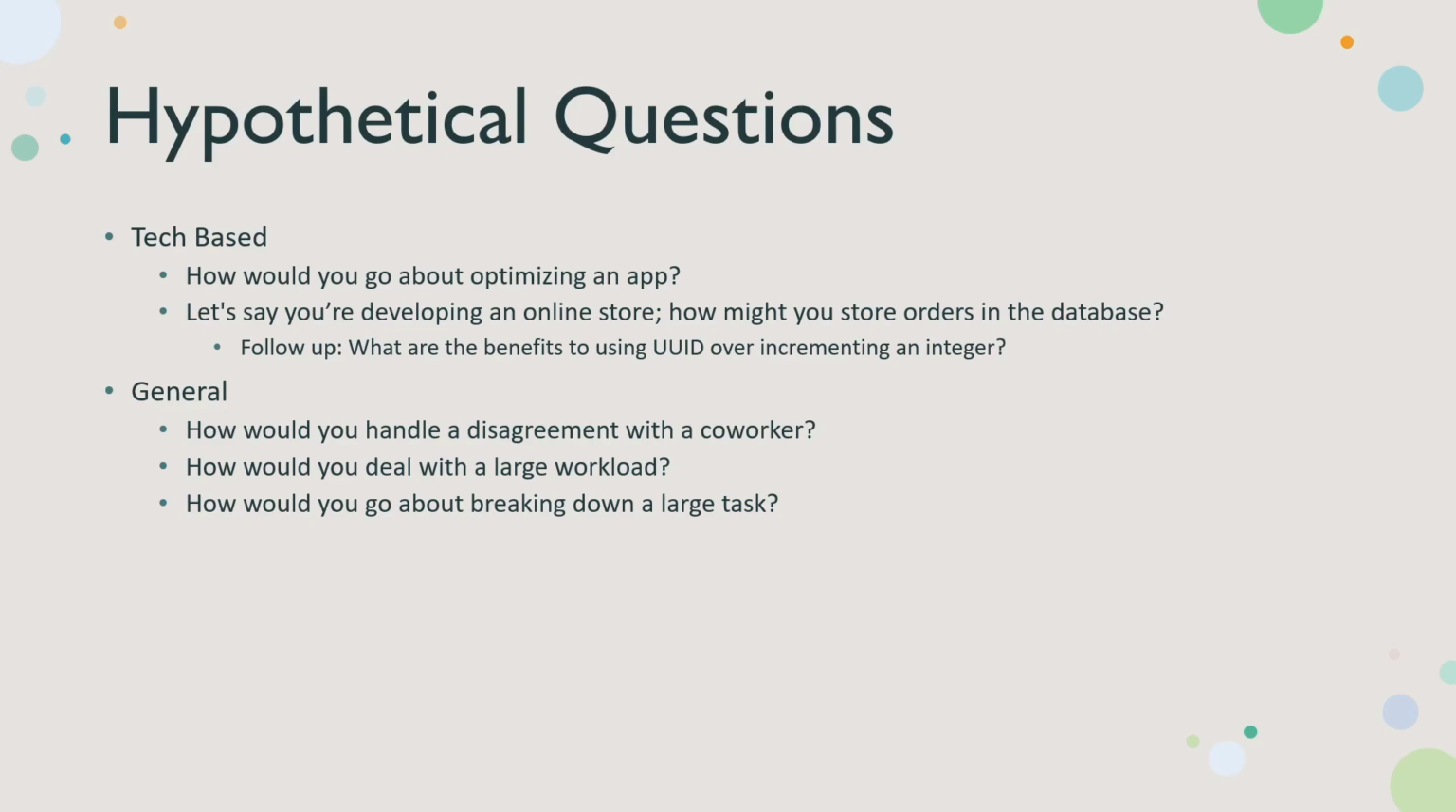Let's say you're developing an online store. How might you store your orders in the database? And do you see any problems that arise with certain methods? This is not exact wording, it's just what I'm remembering, three years later. But basically, you would say, okay, I might store them with a UUID.